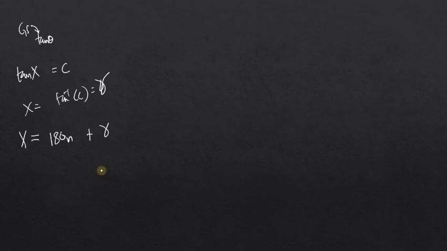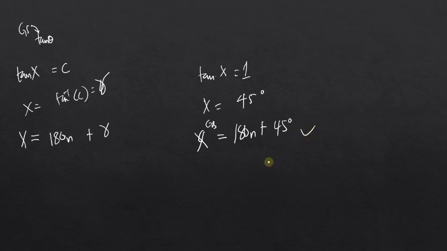So let's say we are asked to do this one: tan x equal to 1. We know our x for the principal value will be equal to 45 degrees. So our general solution for x will be 180 degrees n plus 45 degrees. This will be our general solution.